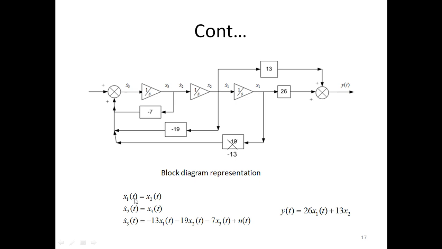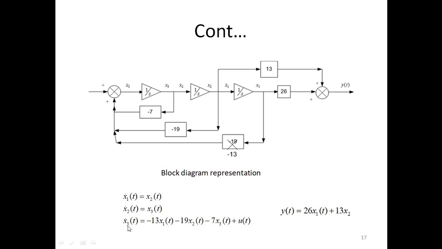Now as per our differential equation representation, x1 dot equal to x2. There should not be any gain in between, or rather the gain is 1, so a simple wire can be connected between x1 dot and x2. Similarly x2 dot equal to x3. So these two equations are configured in the block diagram representation.